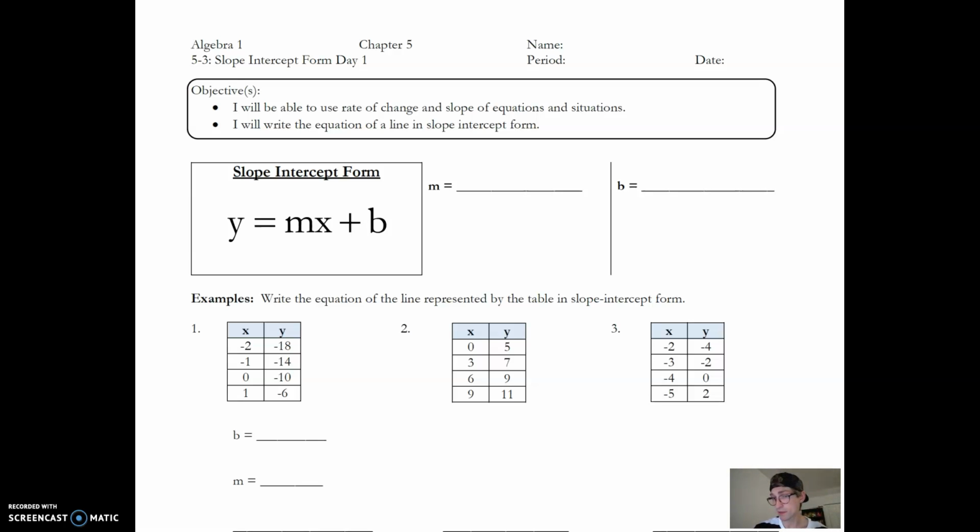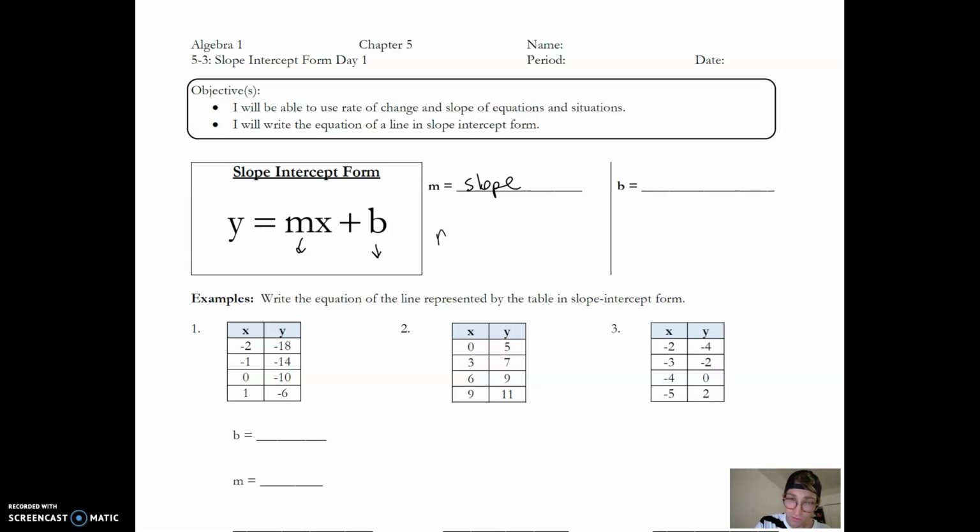Hopefully you've got your paper in front of you, and we're going to start taking some notes. So first of all, as you see in the box, slope-intercept form, y equals mx plus b. This is our equation of a line. M, as we remember from yesterday, b, something new. So m is our slope, our rise over run, our change in y over change in x.